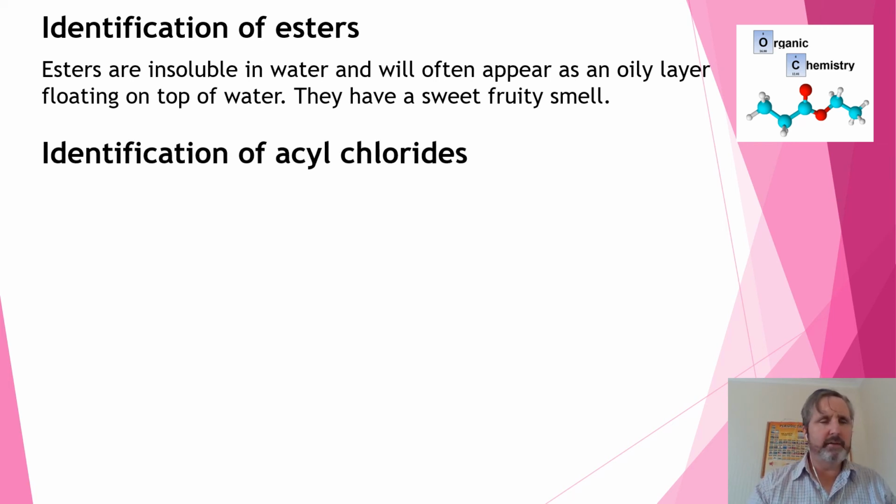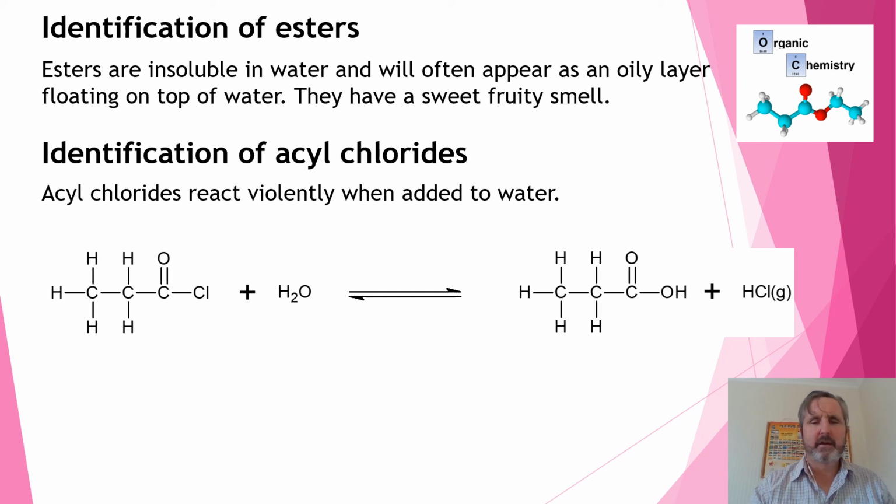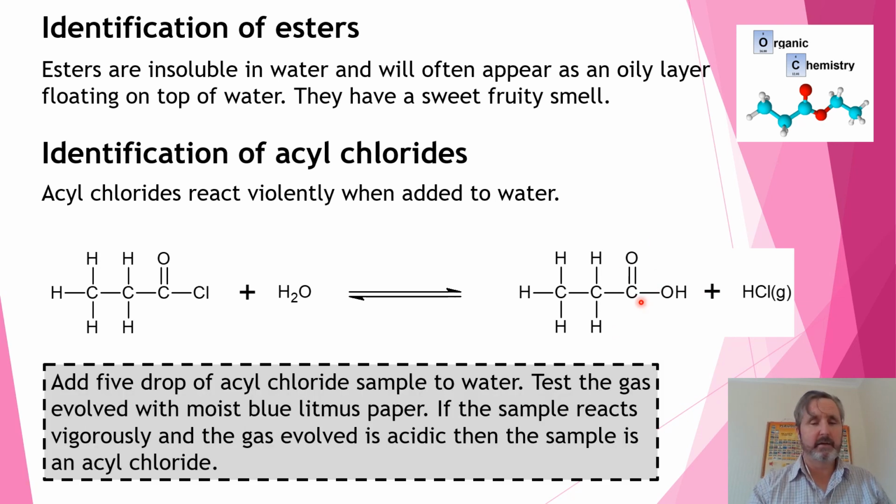With acyl chlorides, it's very easy to determine them because they're so reactive. If you drop them in water, they will react violently. They'll fizz if you put a drop of it in water because it's very reactive. It actually produces hydrochloric acid. What happens is the chlorine is replaced by an OH here, and the chlorine and the other H get together. So when we add water to an acyl chloride, we get a carboxylic acid and hydrochloric acid, so an acid is produced, and the acid will turn blue litmus paper red. So we can test for that.